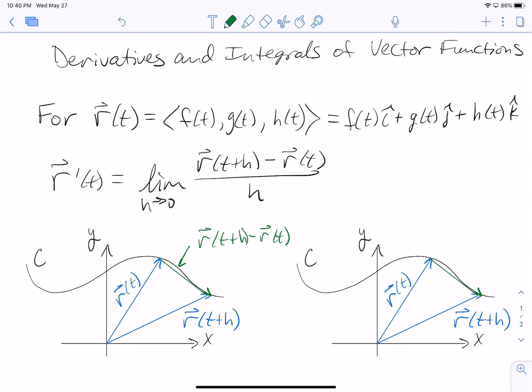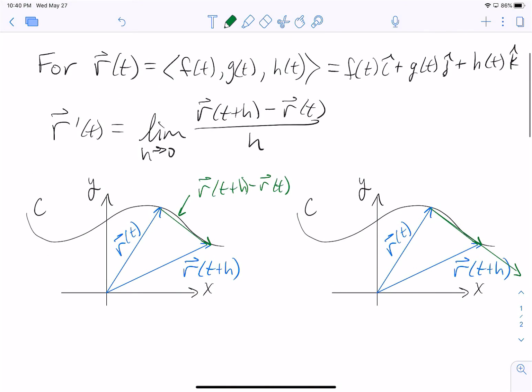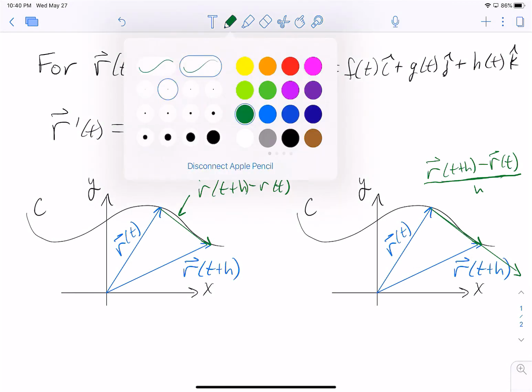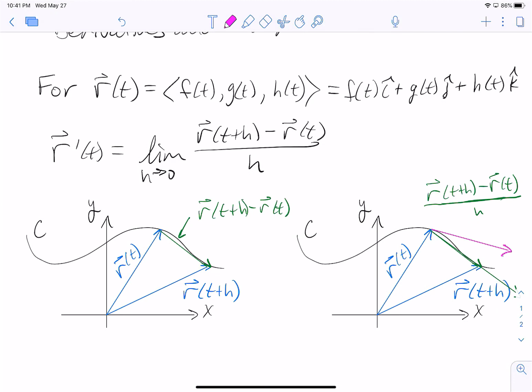Now, if we're thinking about h values that are really small, then we end up with a vector that's parallel to that green vector, and it's the vector r of t plus h minus r of t, divided by h, right? Because a small denominator means we're going to scale that vector. It's going to get longer and longer. But folks, as h approaches 0, the head of r of t plus h is approaching the head of r of t, and the vector that we end up with is called a tangent vector.